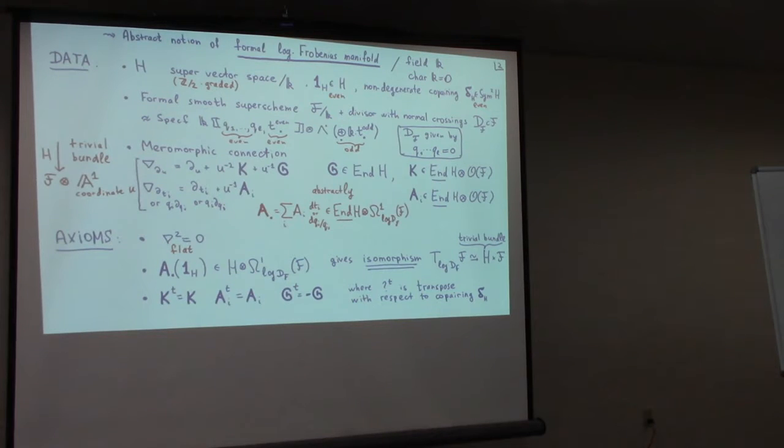Okay, so that's a super vector space. Now, next thing which you have is a formal smooth super scheme with divisor with normal crossing. It will be a Frobenius manifold.